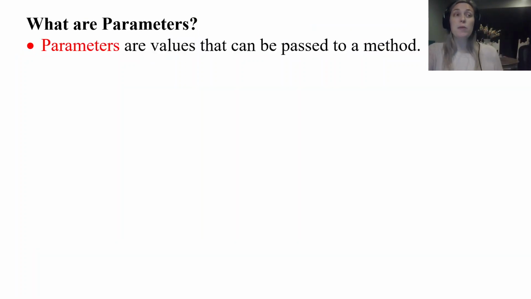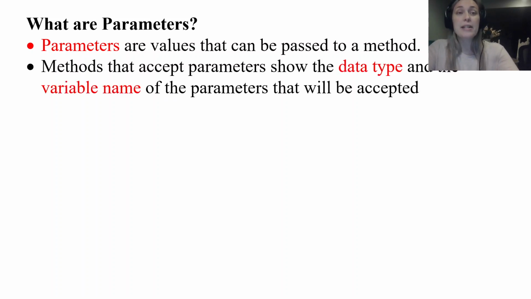Now, defining parameters, we've seen parameters in constructors so far, but we can also have them in methods. Parameters are values that can be passed to a method, just like parameters are values passed to a constructor. Methods that accept parameters will show the data type and the variable name of the parameter that will be accepted. So it'll show the data type of what it accepts, and then it'll have a variable name for what that method will call that variable in its signature.